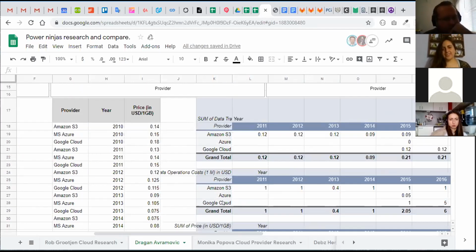While he's doing that, does anyone know what the answer was? Who is the cheapest storage provider at the moment? Amazon. They're cheaper than Google? I think Google is the cheapest. Who just said Amazon? Rob said Amazon. Who said Google? I say Google. Monica, can you show us why you think it's Google? Can you share your screen quickly? Yeah, sure.